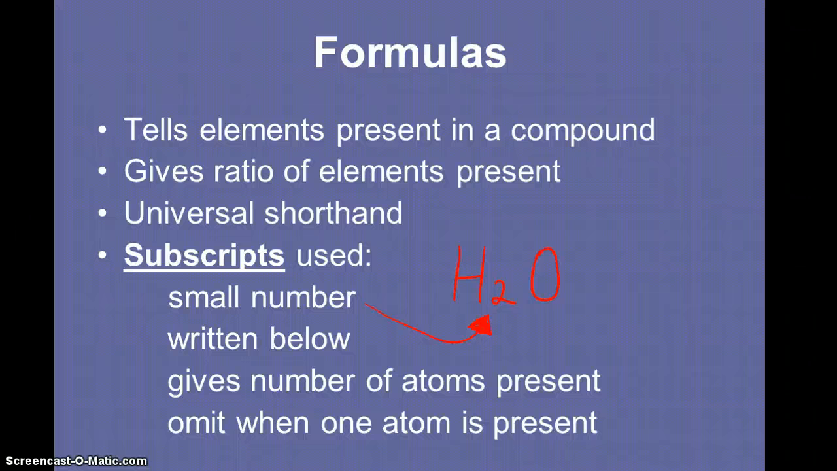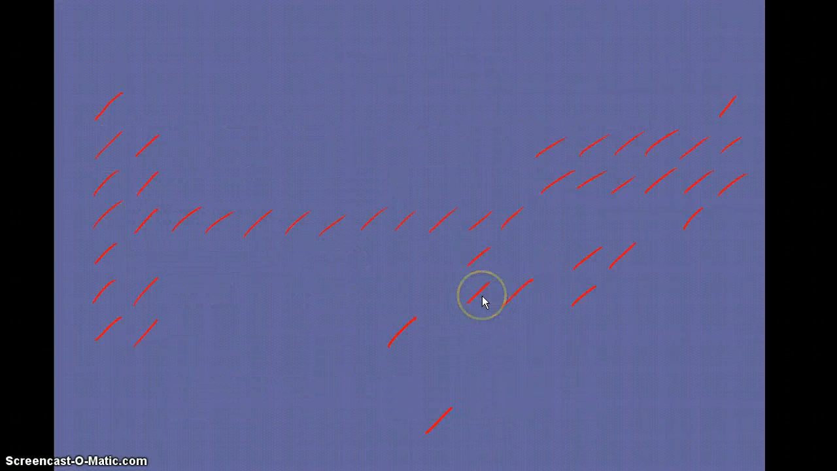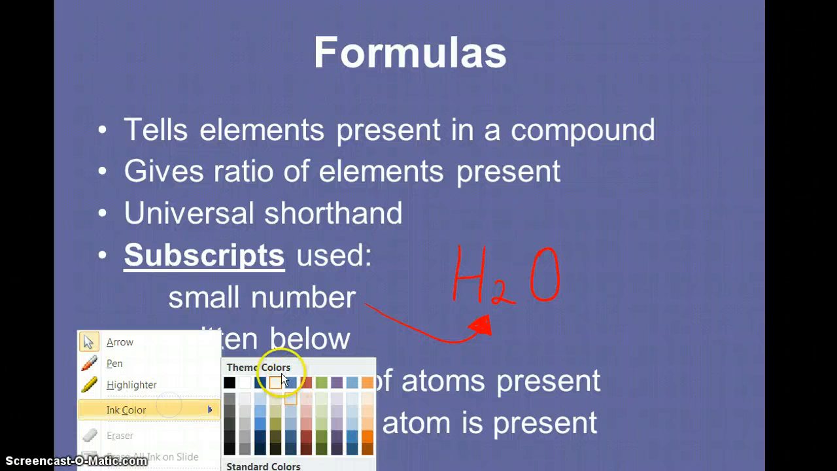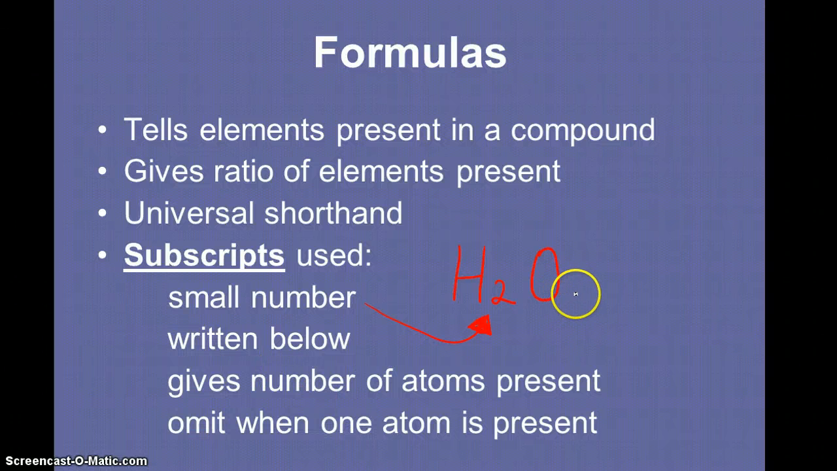Just fill this in right here. They tell you the elements that are present in a compound. Compounds, remember, are 2 elements chemically combined. And it gives you the ratio of different elements that are present. How many hydrogen? For example, here, it's telling me that there are 2 hydrogens. This is telling me 1 oxygen.